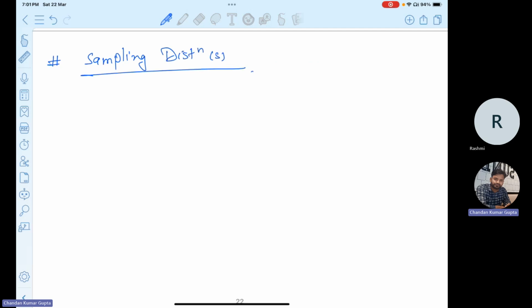In sampling distributions, suppose we are discussing X1, X2 up to Xn. These are random variables because we are writing them in capital letters. So by default we will treat them as random variables. And when we are discussing small letters, usually these are called random samples.